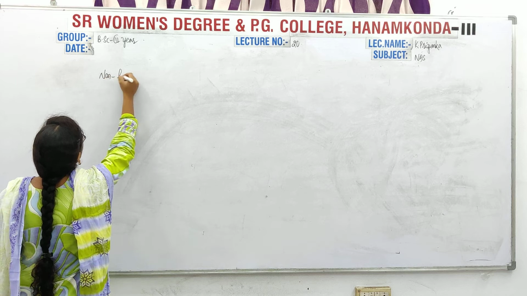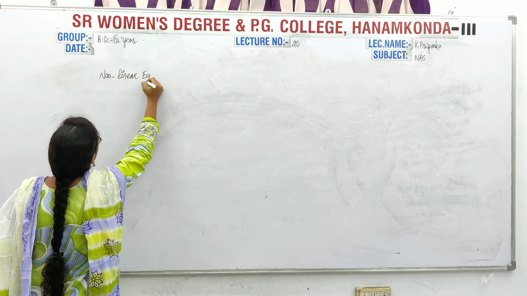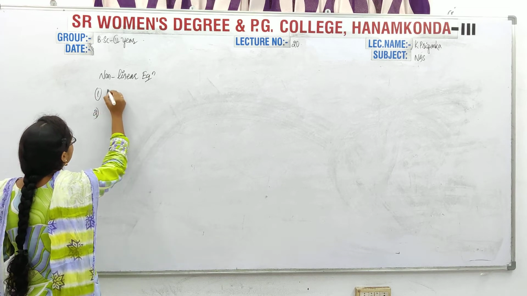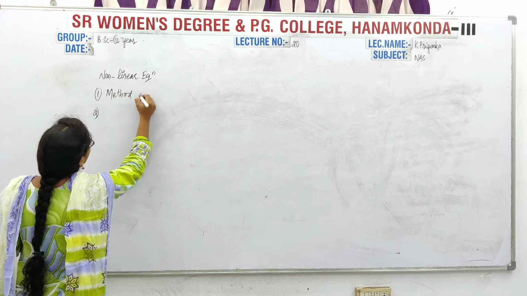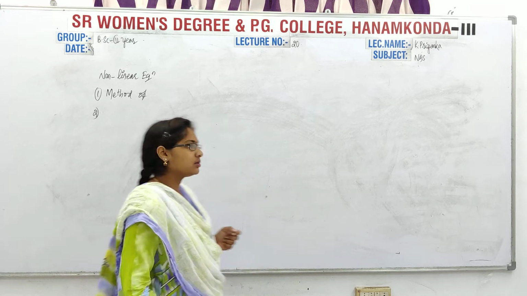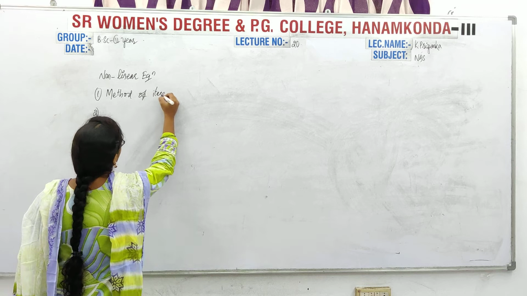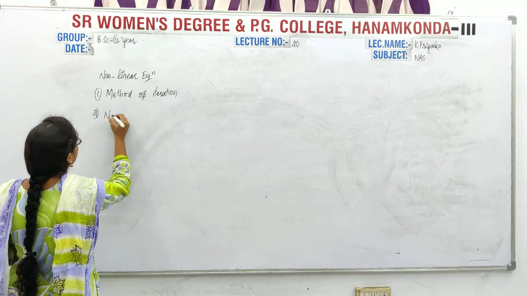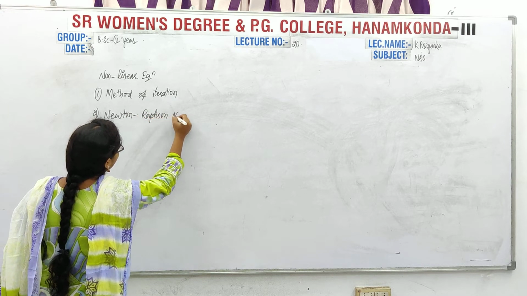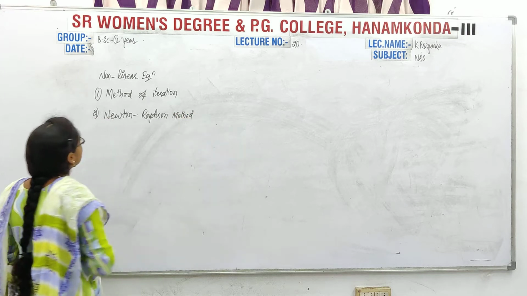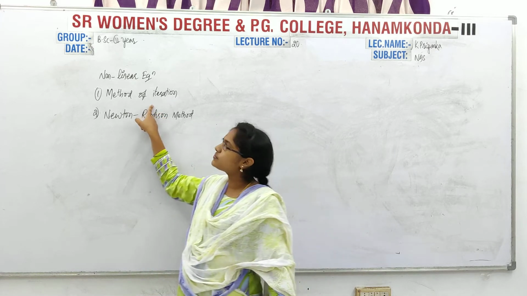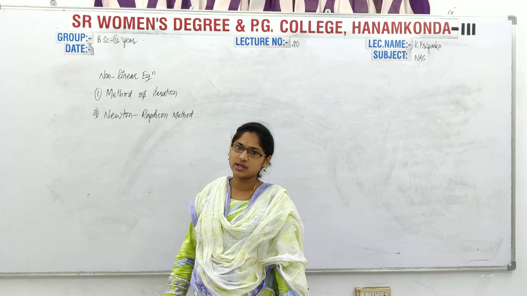So we have to take these non-linear equations and find the solution in two methods. One is the method of iteration. Write down first one: the method of iteration. Second one, Newton Raphson method. So these types of equations can be solved in two ways. First one is the method of iteration and the second one is the Newton Raphson method.